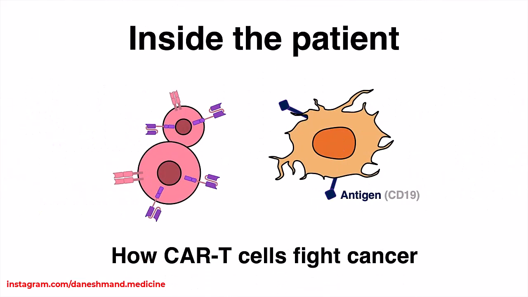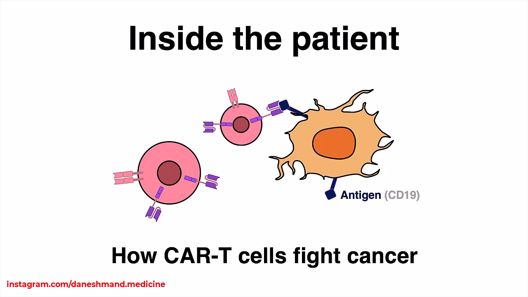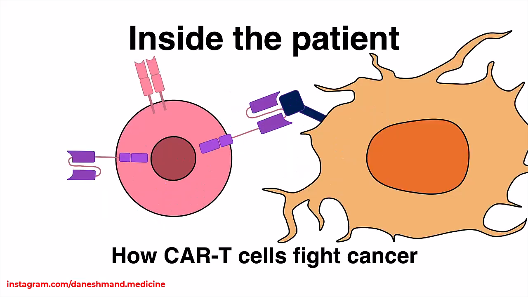Inside the patient, the CAR T cells patrol the whole body. Once they encounter tumor cells with the distinct antigen, such as CD19, they recognize the cancer cell, and the altered conformation of the receptor activates downstream signaling.